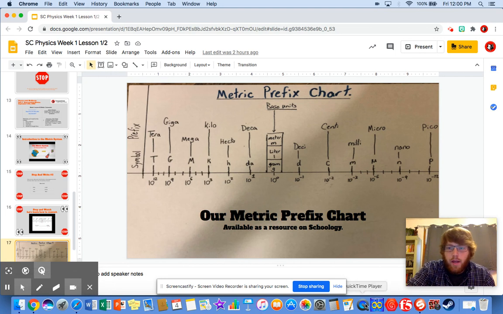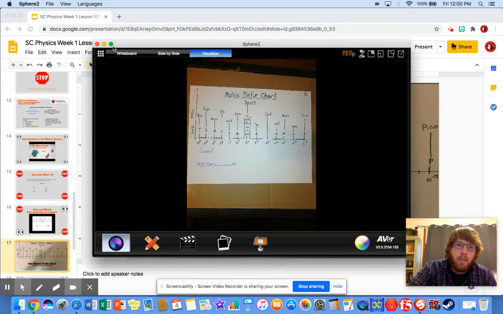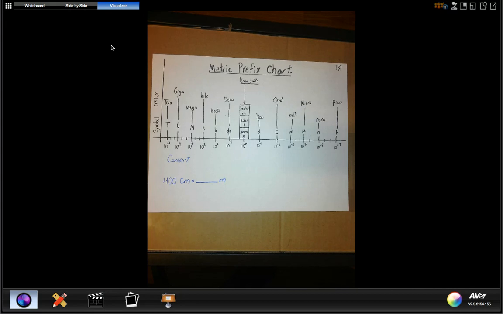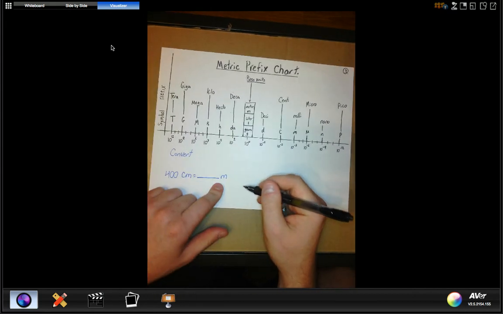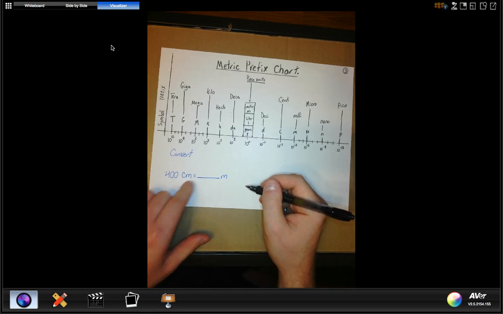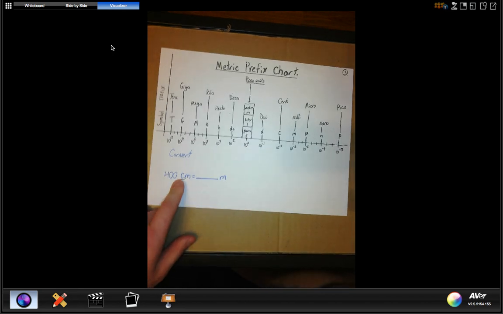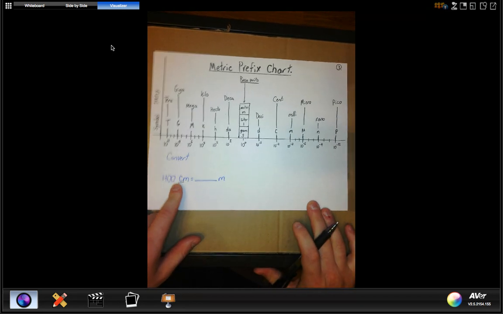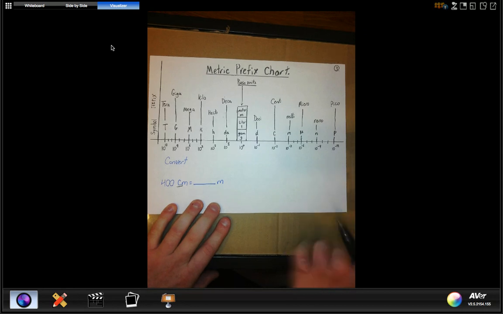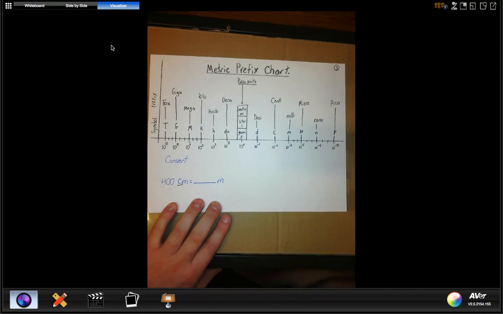All right, we're back one more time. Here we go, full screen. Third example. We have 400 centimeters trying to convert into meters. Now notice this is the first time we've had a prefix that is not a base unit. It's still the same though, I just got to figure out where I start and where I finish.